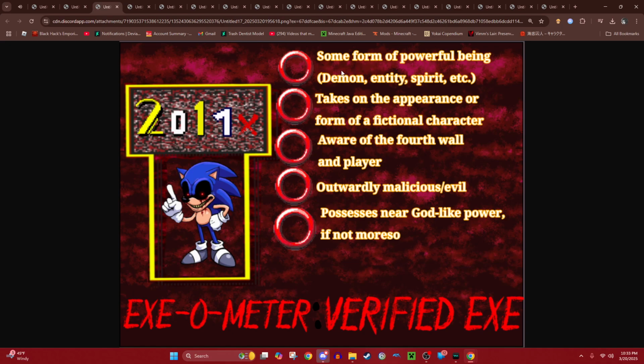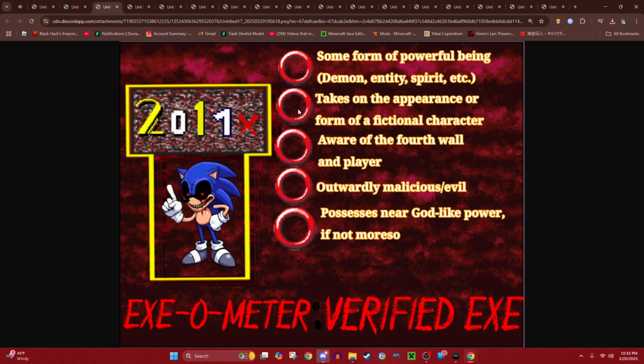Are they some form of powerful being, demon, entity, spirit, etc.? Yes, 2011X is a being born from the void. To my knowledge, he is a being comprised of antimatter. So, this counts. Whenever these don't count, there will be some indicator within the ring. If it's just blank, it counts.